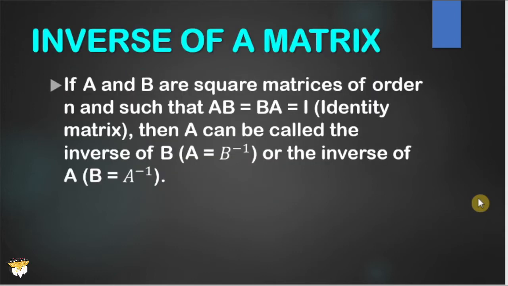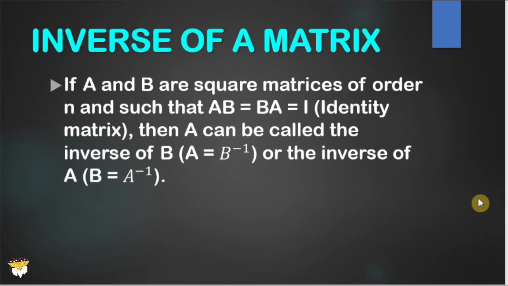Inverse of a matrix says that if A and B are square matrices of order n such that A times B is equal to B times A, and that is equal to I or the identity matrix, then A can be called the inverse of B. That is, A equals the inverse of B, denoted by B raised to negative 1. Or it can be the inverse of A. That is, B is equal to the inverse of A.